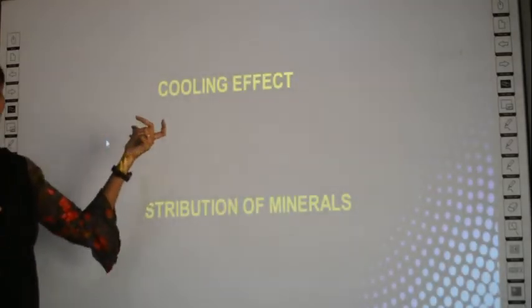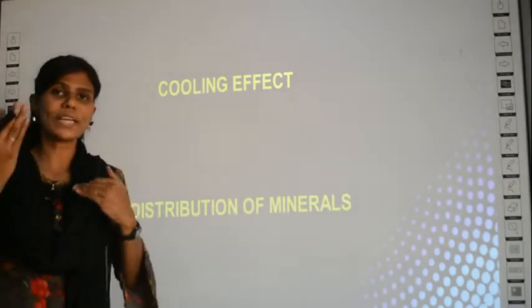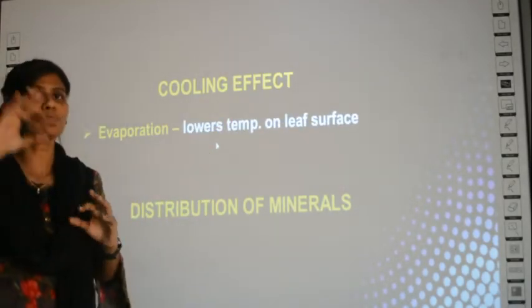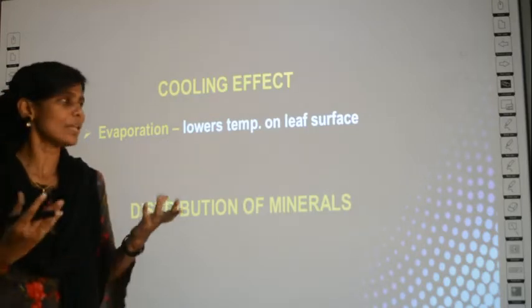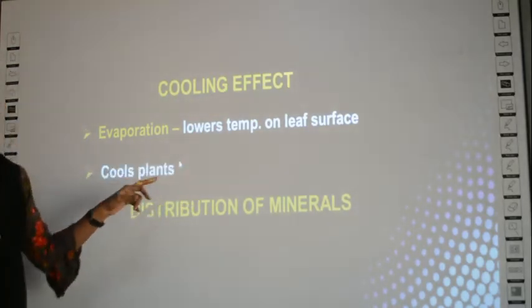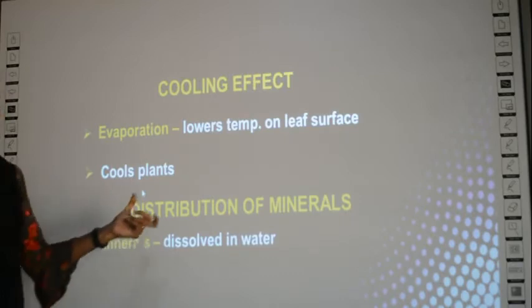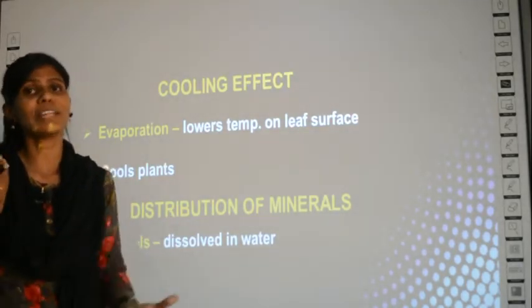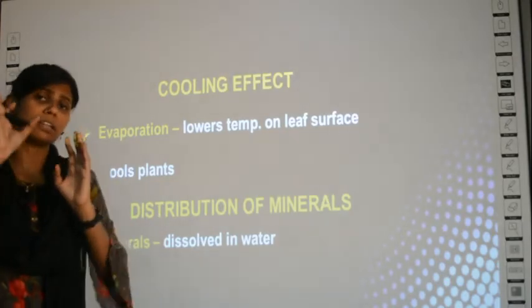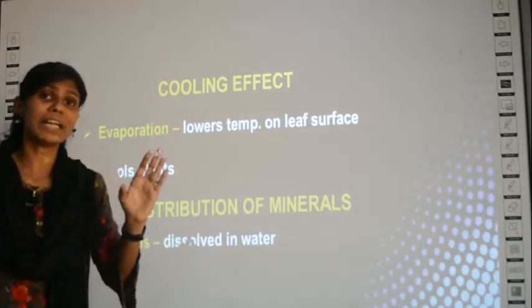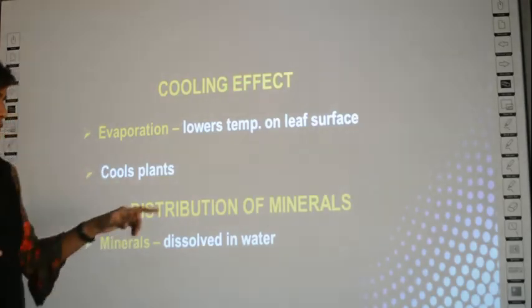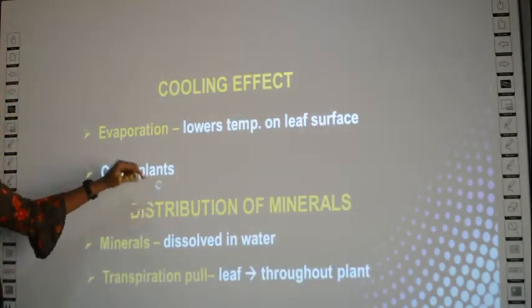Then I told you about the cooling effect. Even for us, when we sweat, there is a cooling effect. Similarly for plants, when water is lost by the process of transpiration, it results in the cooling of the plant. And then distribution of minerals. Since water takes up the minerals along with the ascent of sap, if the minerals have to be distributed throughout the plant, there should be transpiration in the plant. So this is one more use.